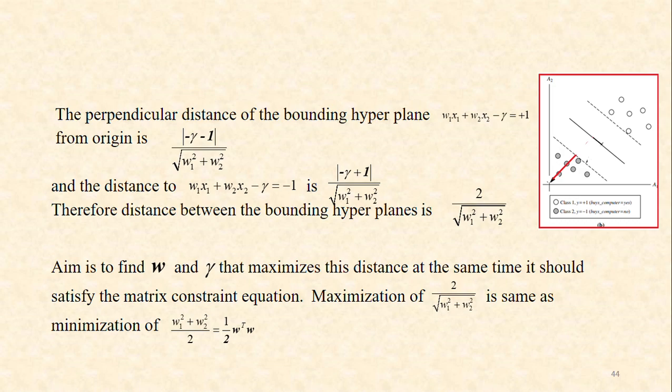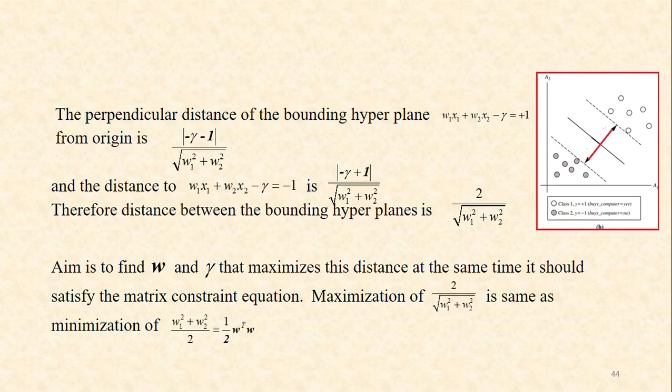Therefore, the distance between these two margins, as shown in the figure, is the difference between these two quantities, and it is equal to 2 divided by square root of w1 square plus w2 square, and you know that w1 square plus w2 square is nothing but w transpose w. The aim is to find w and gamma that maximize this distance.